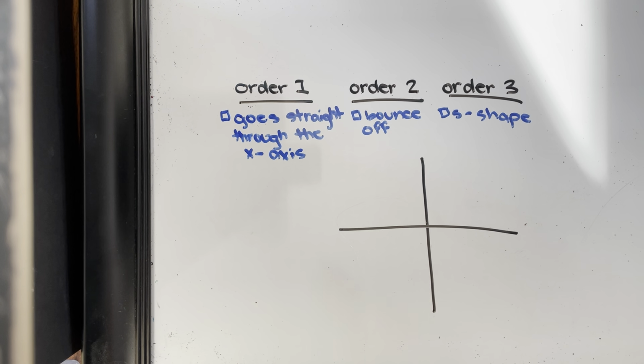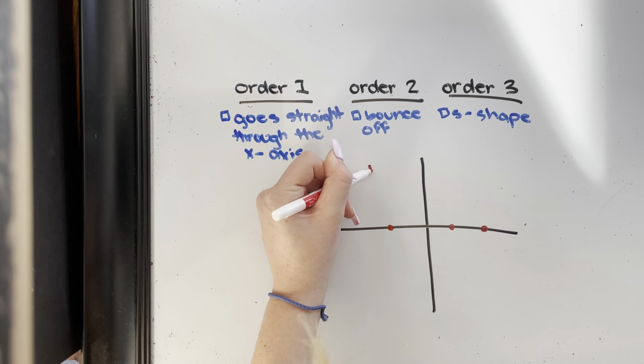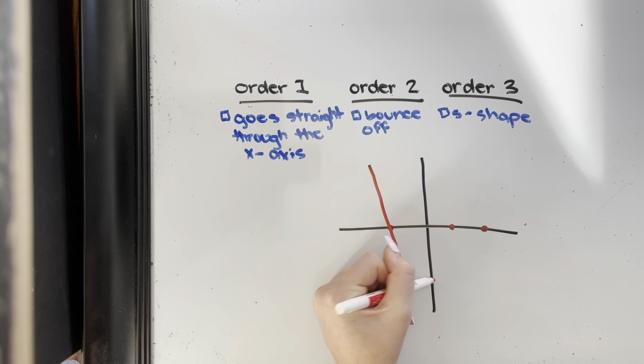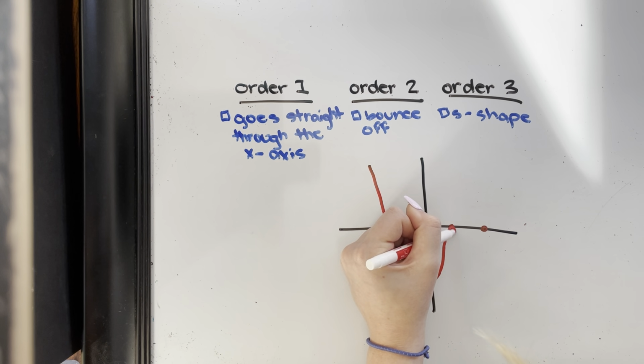So I'm going to plot just some random x-intercepts. The first one, if it's an order of 1, would just go straight through the x-axis like that. And then if it's an order of 2, it would bounce off of the x-axis.